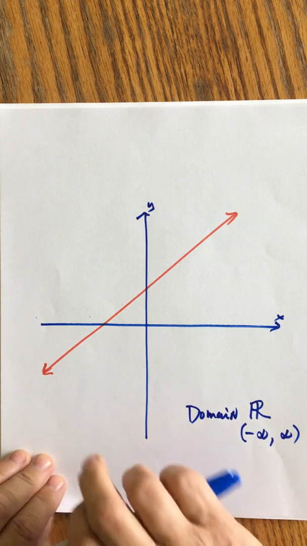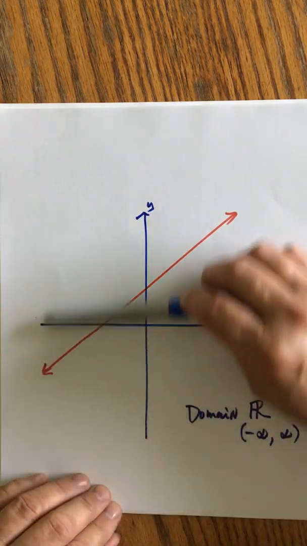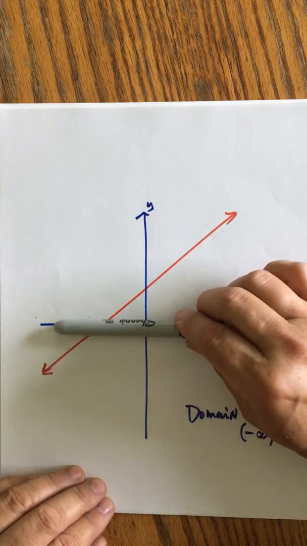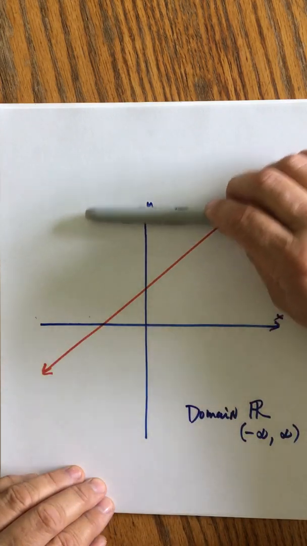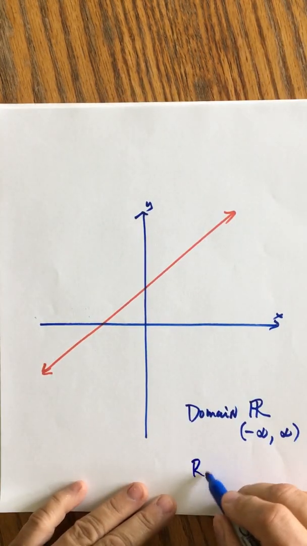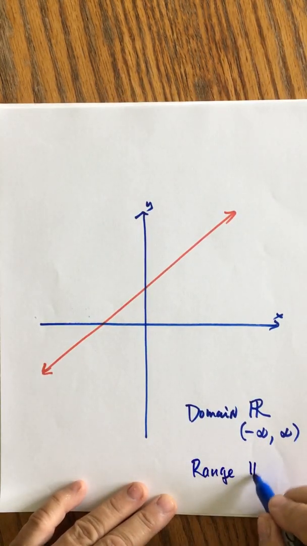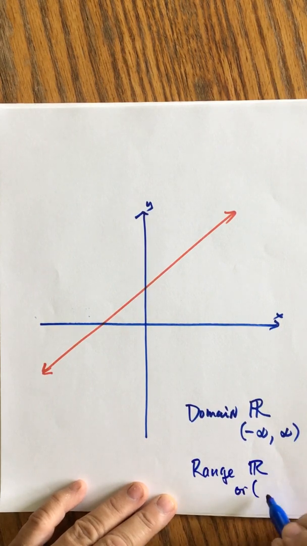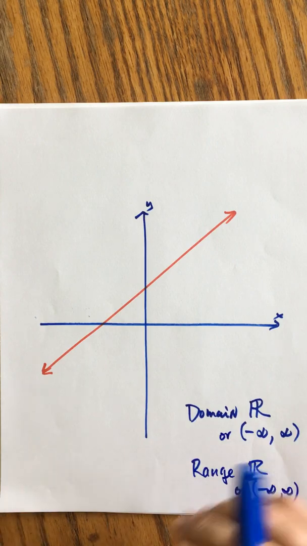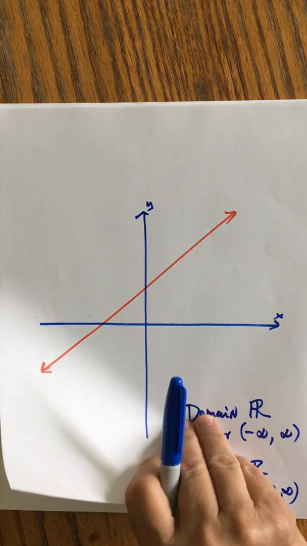Then the output is basically scanned from bottom to top. Again, since this goes on forever and ever, there's always graph, always graph, always graph. So all values from negative infinity to positive infinity are also possible for the range. So it's all real, or you can say negative infinity to positive infinity. Okay. So let's take another example.